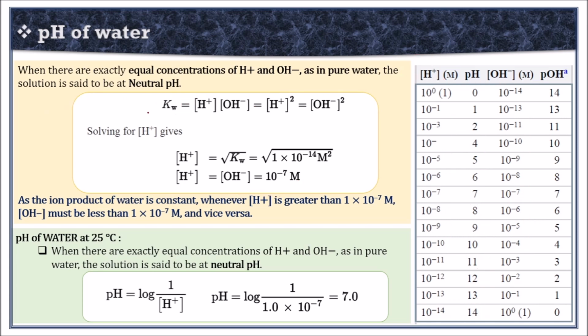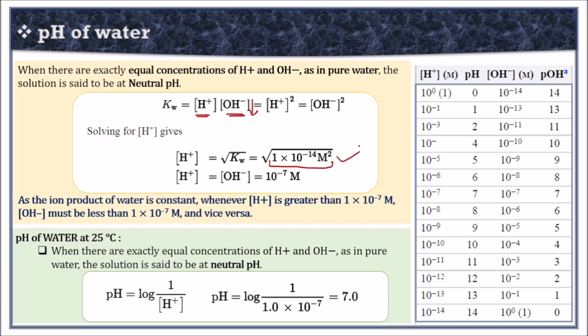So what happens when we add acid to water? The concentration of H plus ion increases. But in order to maintain this value of 1 into 10 to the power minus 14 molar square, the OH negative ion binds with the H plus and forms water molecules. Because of that, the concentration of OH negative ion decreases, and so there will be less OH negative ion in water as compared to H plus ion, but this value will remain constant.